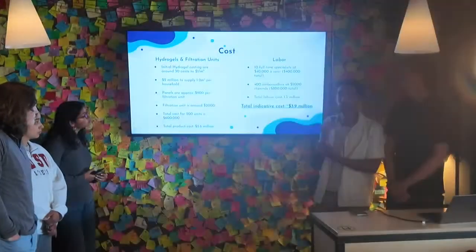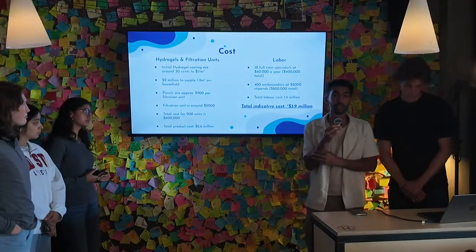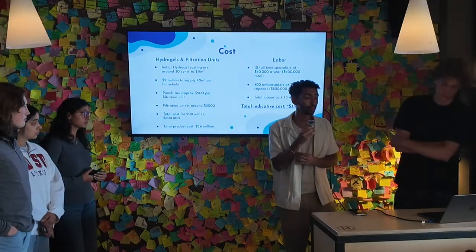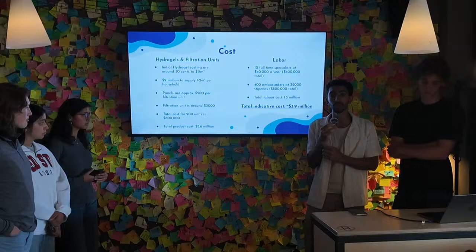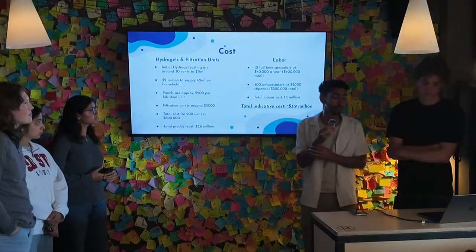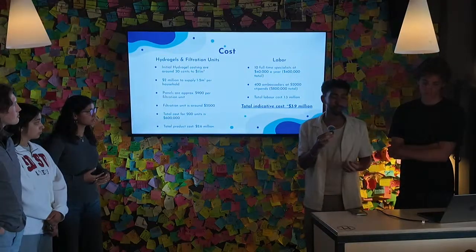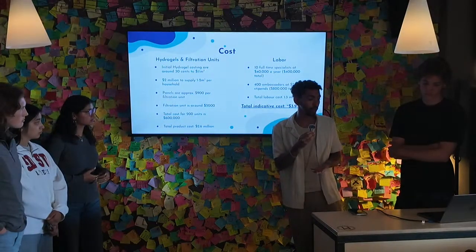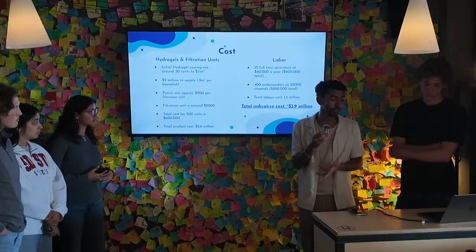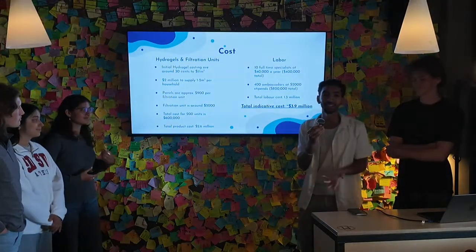So this will come around $400,000 a year, and 400 ambassadors across the country, working for the community, helping the community when disaster strikes. And we're proposing giving them stipends of around $2,000, so $800,000 in total. And so a total labor cost would come around $1.3 million. And so the total indicative cost is just a cool $3.9 million.